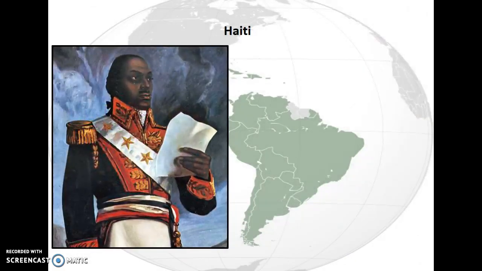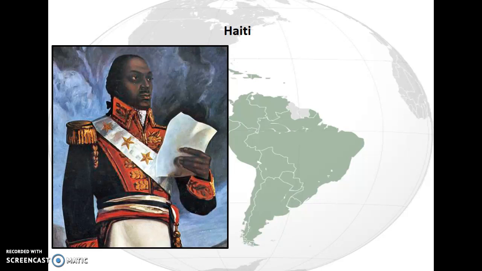Haiti. Haiti was led by Toussaint Louverture. He was a former slave who led the Haitian rebellion against the French. He was self-educated and became an excellent military leader. In 1801, he declares himself the leader of Haiti and establishes a constitution. He was betrayed by some of his own men. He is then arrested and sent to France, and that's where he died in prison in 1802. In 1802, France reinstates slavery.